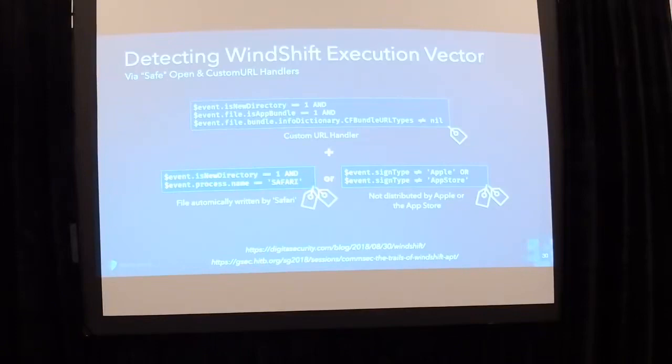You can use built-in types to then parse that. So looking here, we're asking, is there a CF bundle URL type that isn't nil? So is something trying to register as a custom URL handler? And if that's not enough, we can go deeper. So was that file written by Safari? That is probably odd. There probably shouldn't be apps being written directly from Safari.